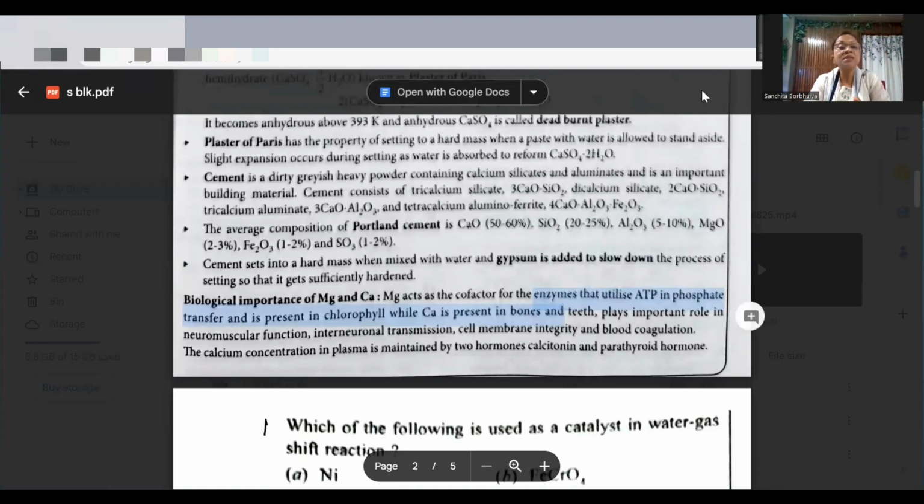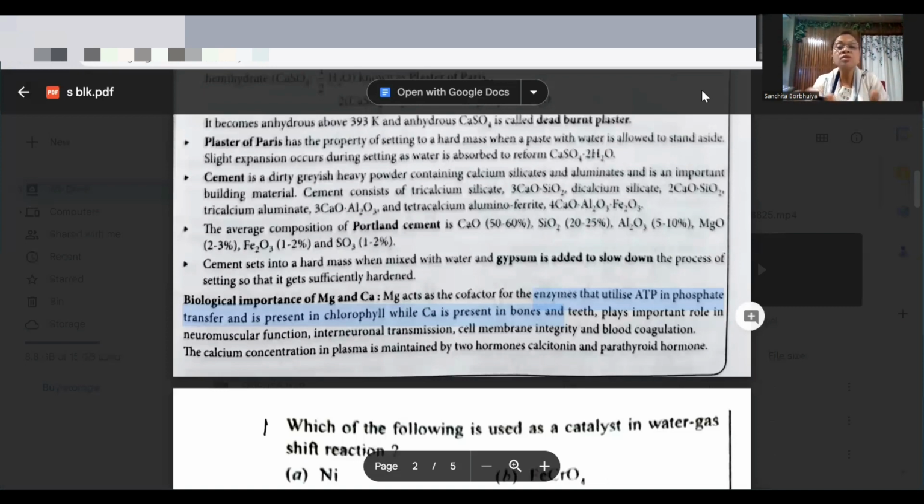And the cement, you have noticed, it is a dirty grayish heavy powder. It contains calcium silicates, aluminum silicates, and it's used as a building material. Yes. So cement consists of tricalcium silicate, 3CaO.SiO2, dicalcium silicate, which is 2CaO.SiO2, tricalcium aluminate, 3CaO.Al2O3, and tetracalcium aluminoferrate, right? 4CaO.Al2O3.Fe2O3. Yes, you have to learn it for the time being. I never know the type of questions which will be asked.